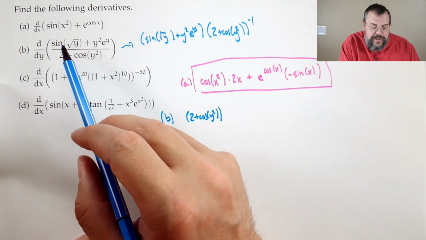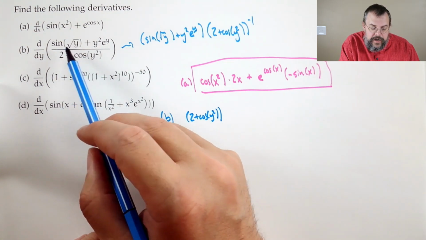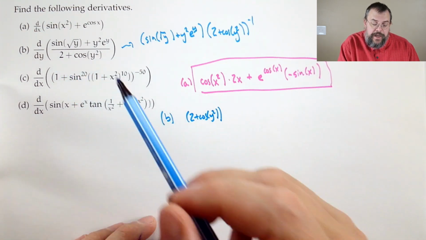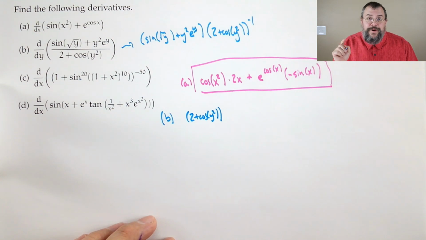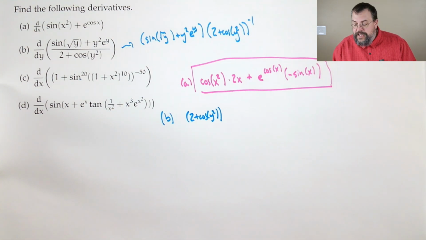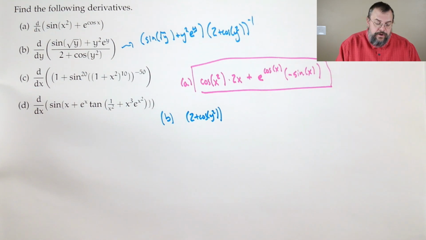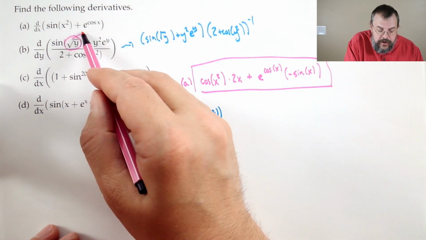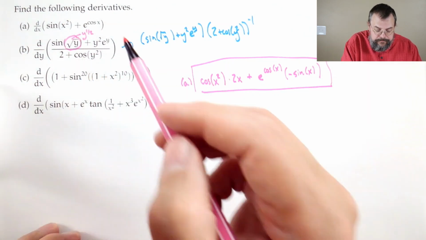Here we see we need a chain rule because we have sine of root y. Remember, when you see the square root of y, if you're thinking calculus, you make it more calculus friendly. How? You say square root of y is really just another way of saying y to the 1/2 power.